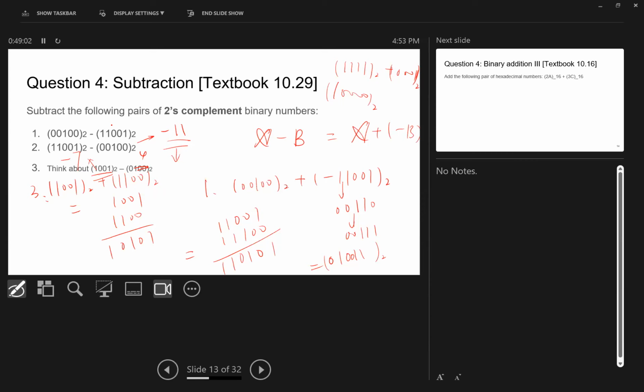Otherwise, because the minimum number we can represent in 4-bit 2's complement is -8, but the result we get here is -11, it means that if we just use 4-bit 2's complement, we cannot represent this -11. So we have to use 5-bit 2's complement. Is it clear? So this overflow bit makes sense.